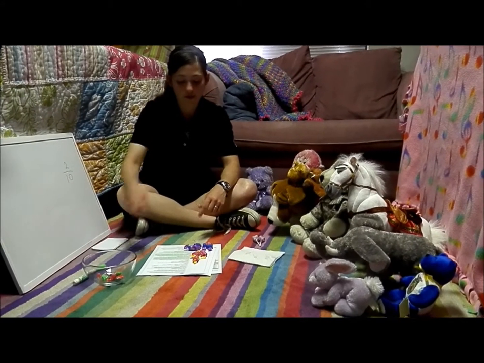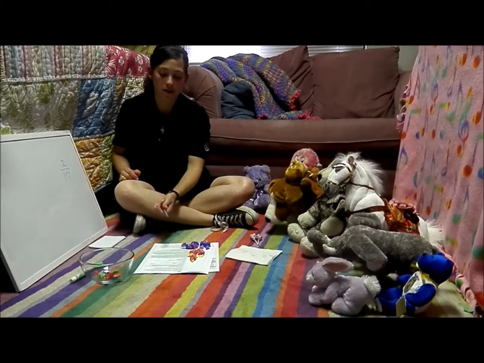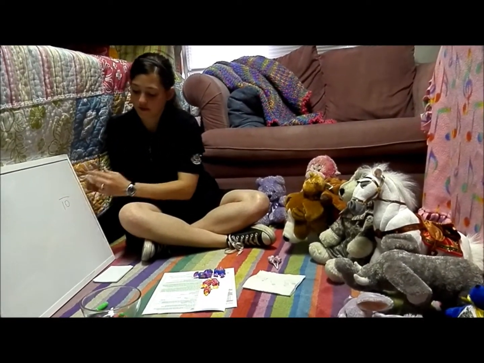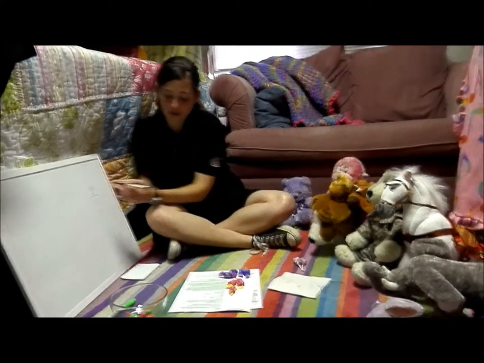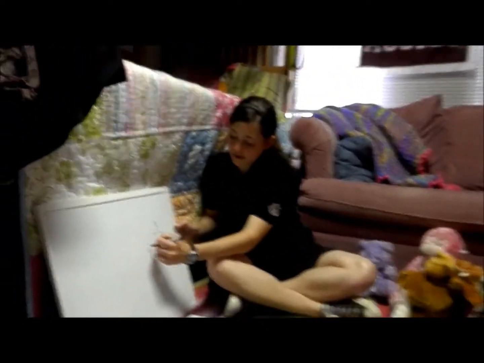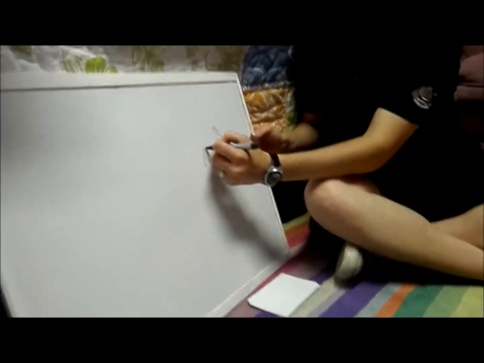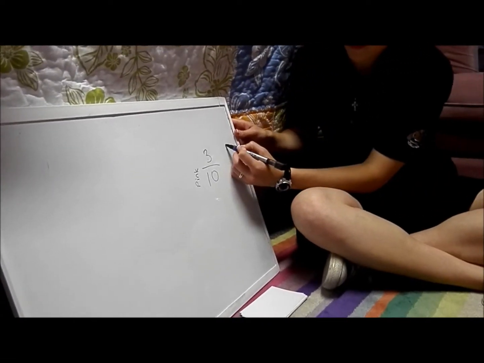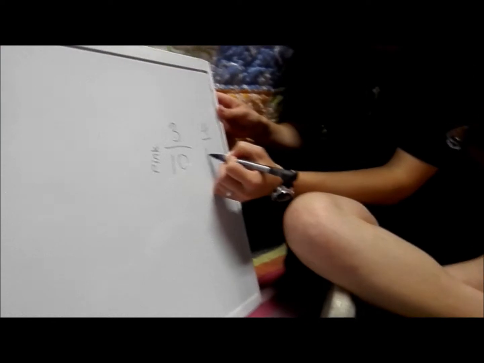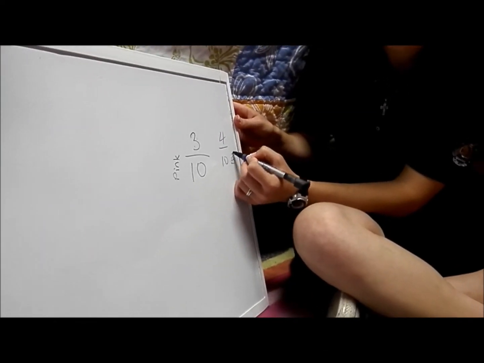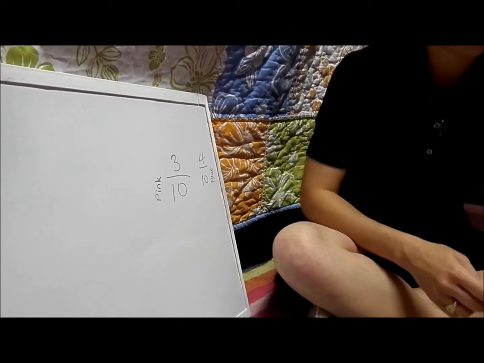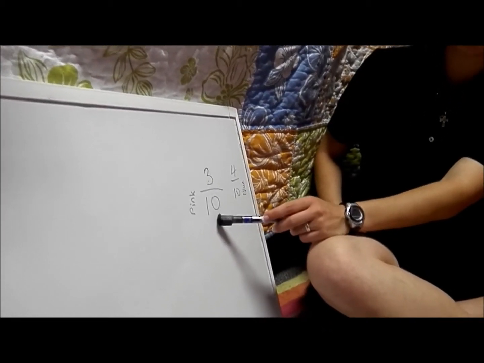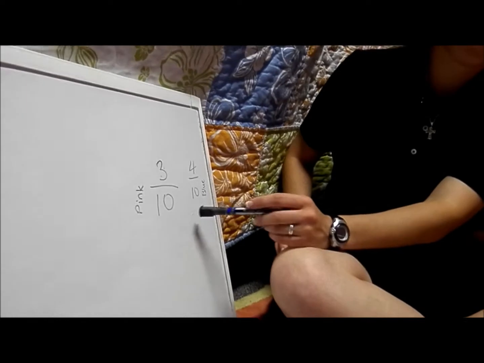Okay, so we have how many pink out of the total number? We have 3. Okay. So we have 3/10 of the pink. What about the blue? 4 pieces, so 4 over 10. 4 over 10 are blue. Okay, so when we are comparing, we first look at the denominator and see if they are the same.